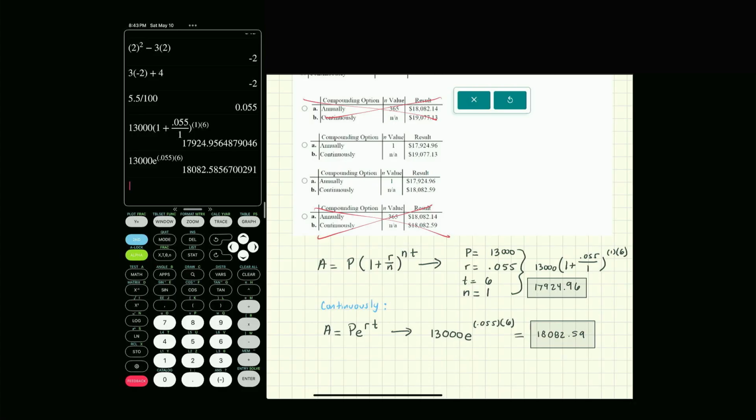And the only one that has that is not this guy. Looks like C, $18,082.59. So C is the answer there.